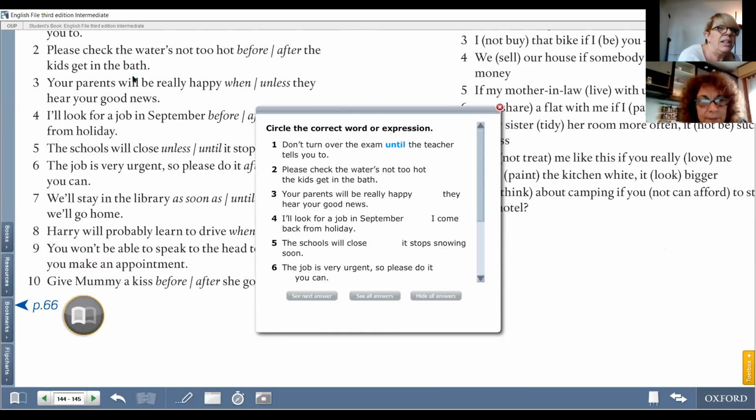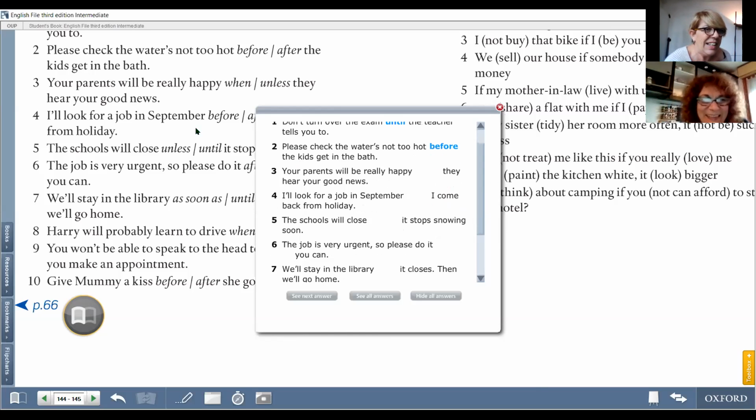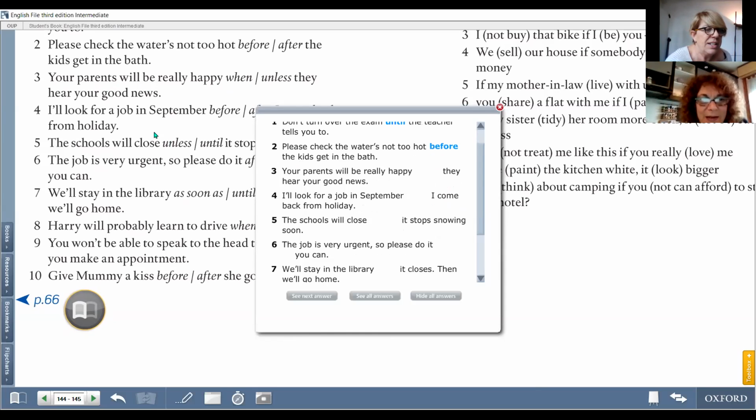Please check the water's not too hot. The kids get back. This is not grammar, it's just comprehension. Before, of course, if you get it later, poor kids. Yeah, poor kids. Yes. Your parents will be really happy when they hear your good news. Very good.